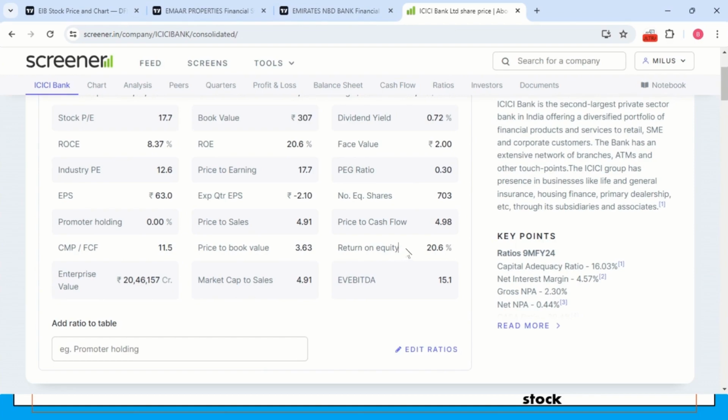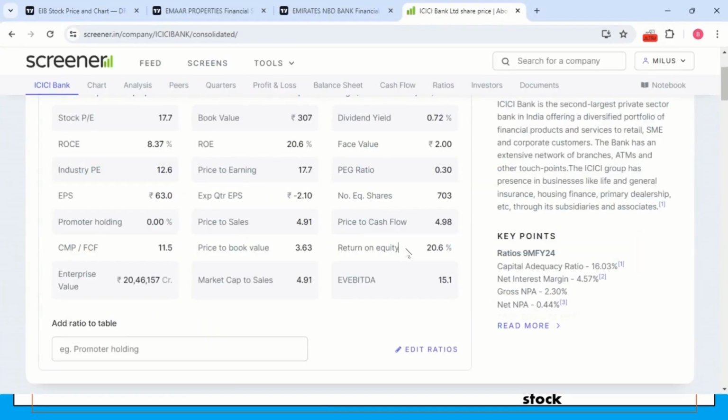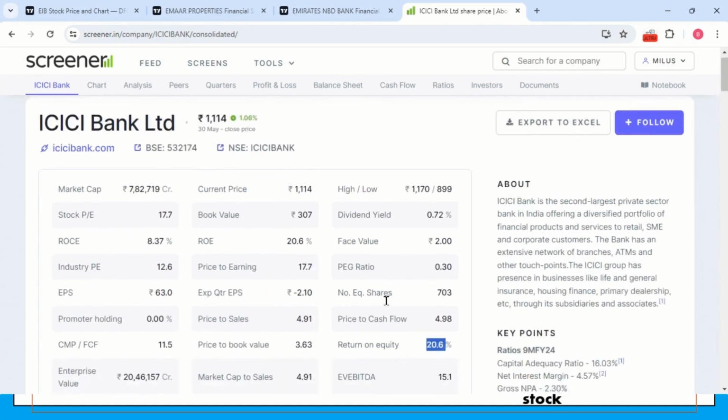So return on equity should be what they told over here, a low return on equity and high price to book. From here 20.6, that is a high, it's not a low. Okay, so it means what? It is undervalued. If it is low, in a sense, we can say for overvalued. Okay, so it's undervalued only.